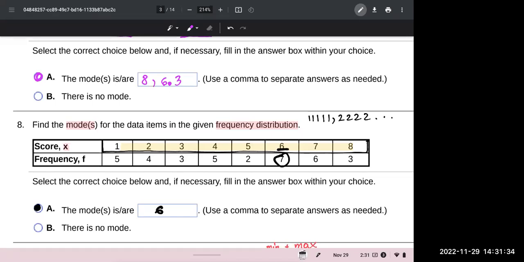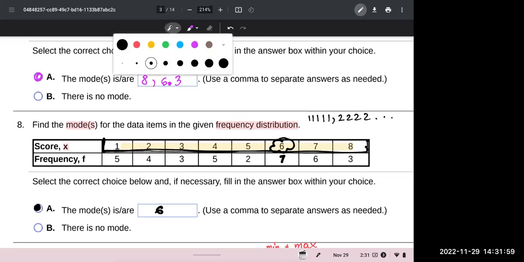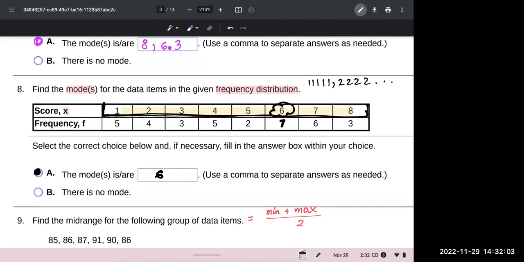I want to quickly mention that many mistakes happen with this question, with students entering the frequency. Remember that frequency just tells you how many times number 6 repeats. So your mode must be number 6. Number 6 repeats 7 times, so this is our mode: the number which repeats the most often, which means the number with the largest frequency.